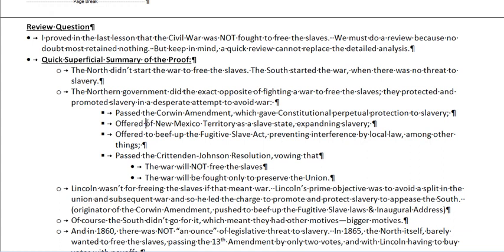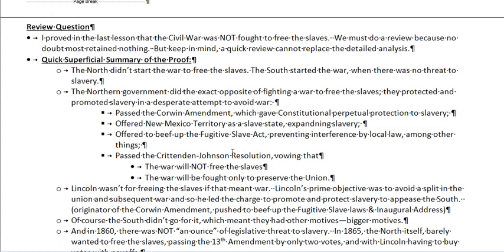They offered New Mexico territory as a slave state. That's Arizona and New Mexico. That's expanding slavery. That's not fighting slavery. They offered to beef up the Fugitive Slave Act. That's not trying to fight slavery or help slaves escape. That's sending them back down to their slavery. They did so by preventing interference by local law, making federal law the sole jurisdiction. Among other things, they did some other things.